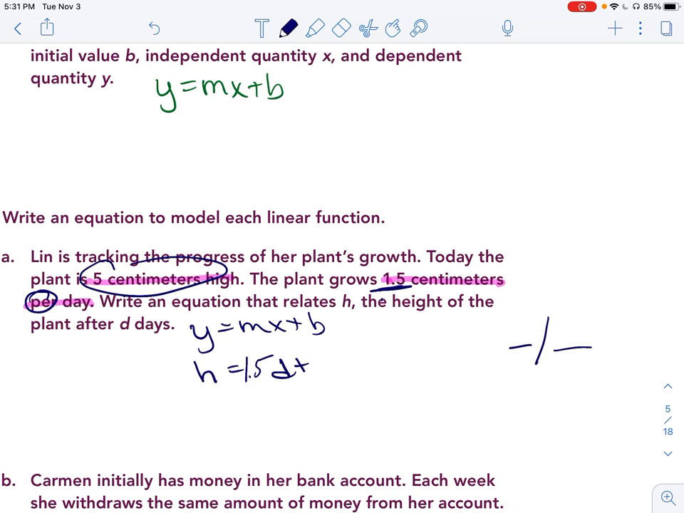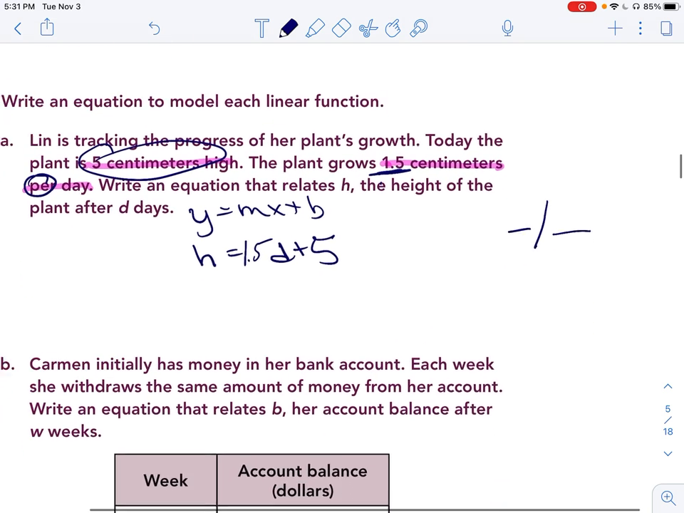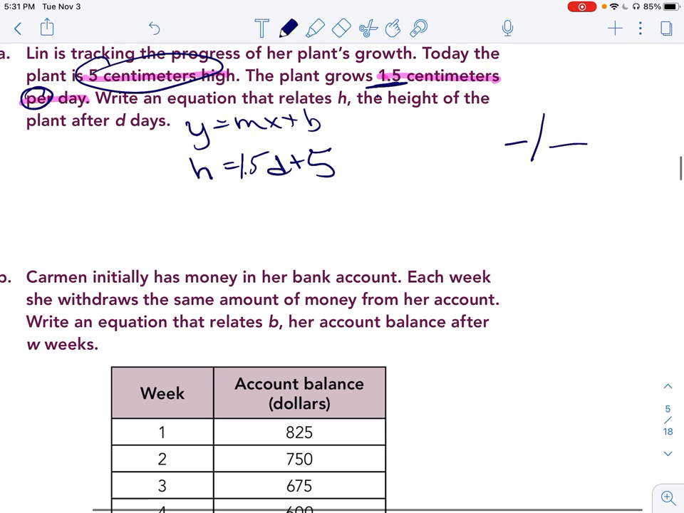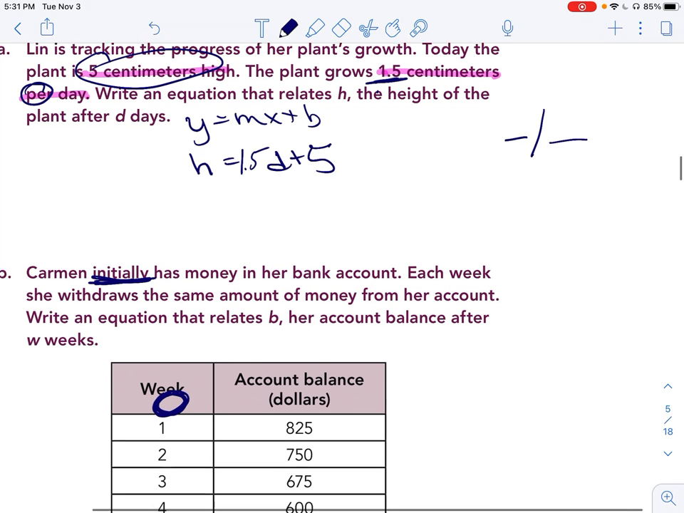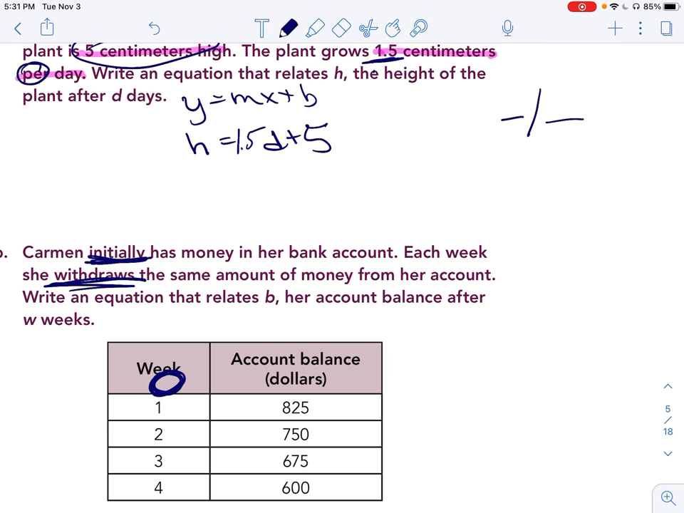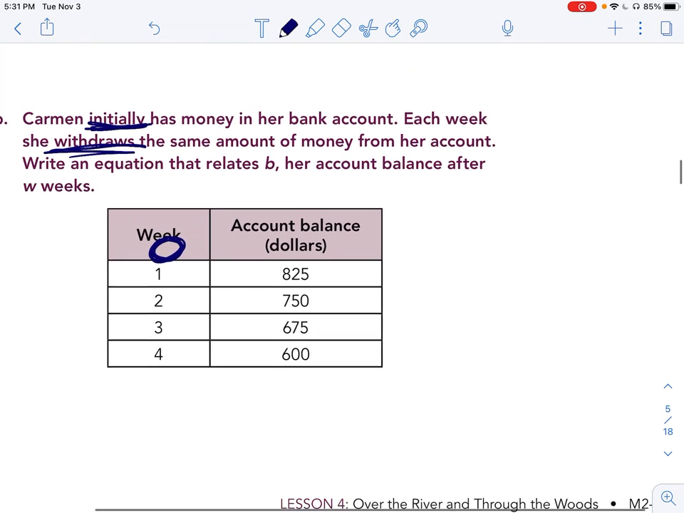This is where it started from. So that's what goes there. Okay. Initially. So starting out. So at week 0, how much money does she have? Each week she withdraws. That means she takes out money from her account.